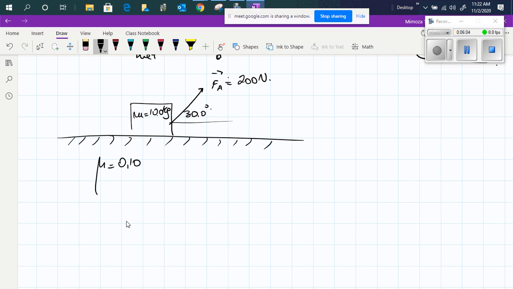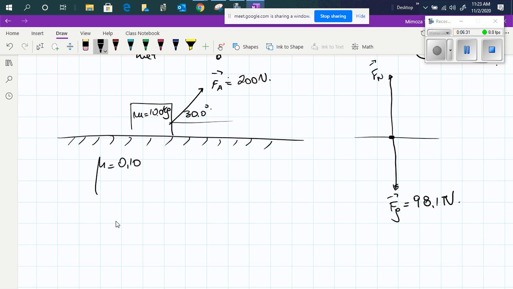And then we start by drawing the free body diagram. This being the situational diagram, the free body diagram will have the force of gravity, which in this case is 10 times 9.81, or 98.1 newtons. Then you have a normal force here.